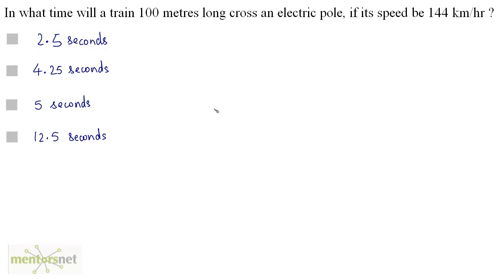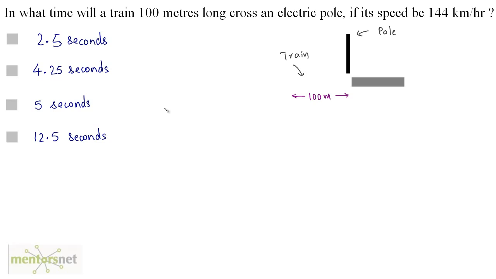In what time will a train 100 meters long cross an electric pole if its speed be 144 kilometers per hour? Well, the situation is like this. You have a pole and a train which is 100 meters long. To cross this pole, the train will have to cover the distance of its own length, right? And that's when we are going to calculate the time of this train to cover 100 meters.